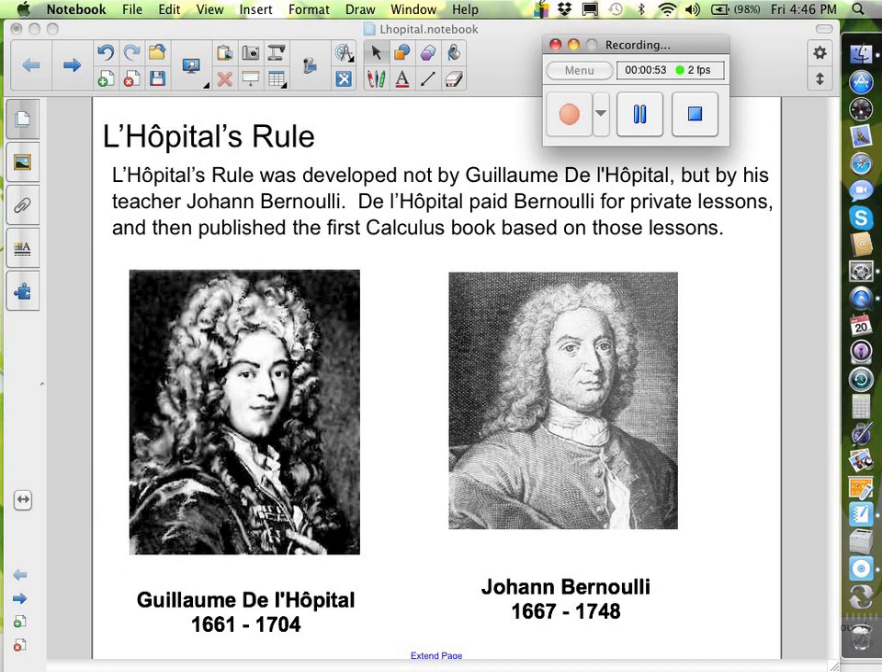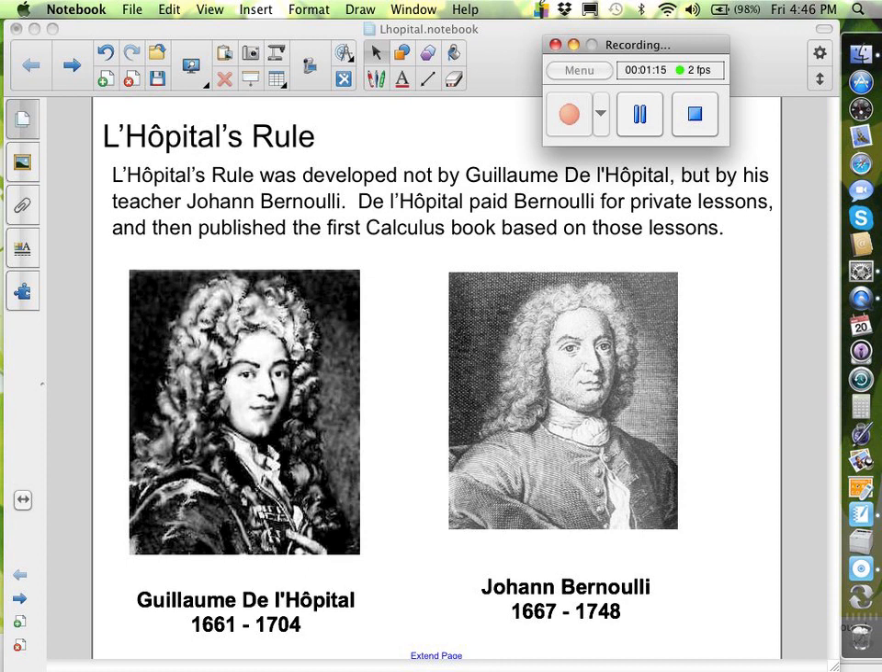So anyway, we're going to take a look at L'Hôpital's rule, a very handy dandy little rule in dealing with limits. Now, we've learned how to calculate limits, but you may come across some limits where it would be very difficult to find by any other means. So now you're going to have another tool in your toolbox.